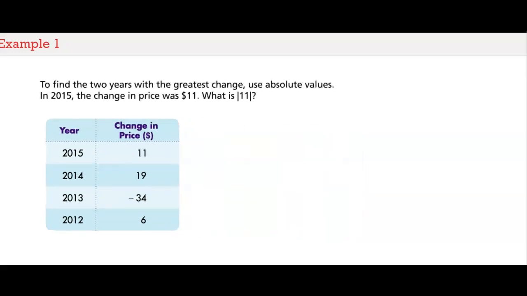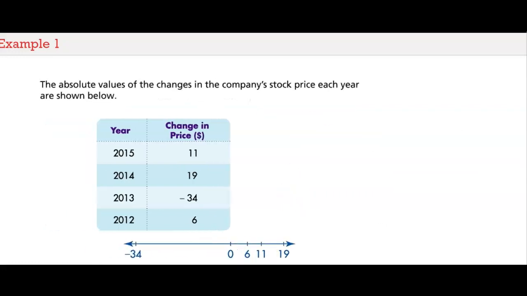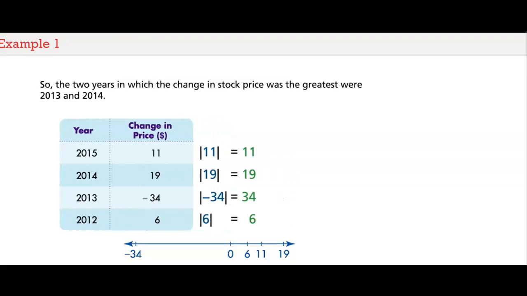To find the 2 years with the greatest change, use absolute values. In 2015, the change in price was $11. What is the absolute value of 11? Select your answer. The absolute values of the changes in the company's stock price each year are shown below. So, the 2 years in which the change in stock price was the greatest were 2013 and 2014.